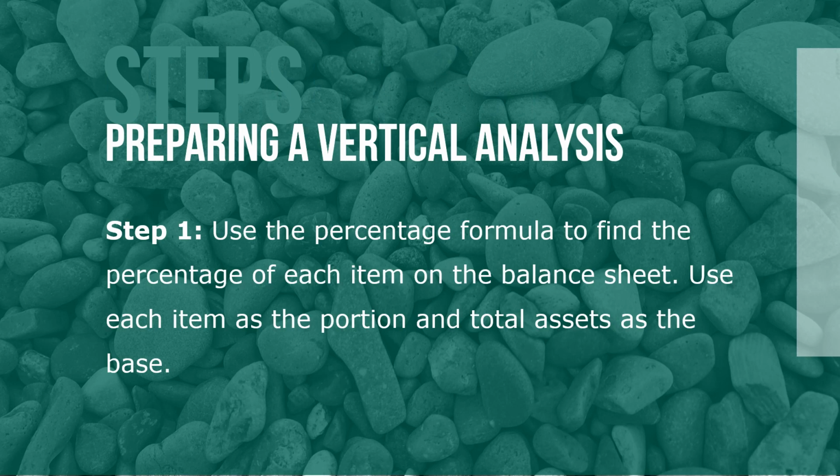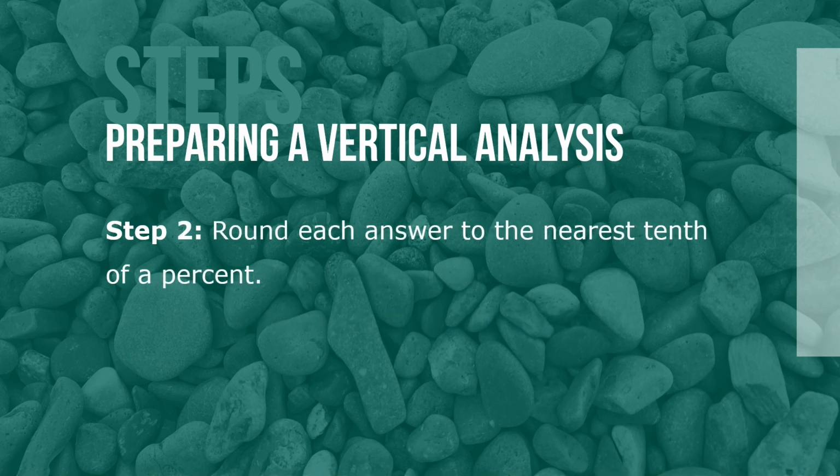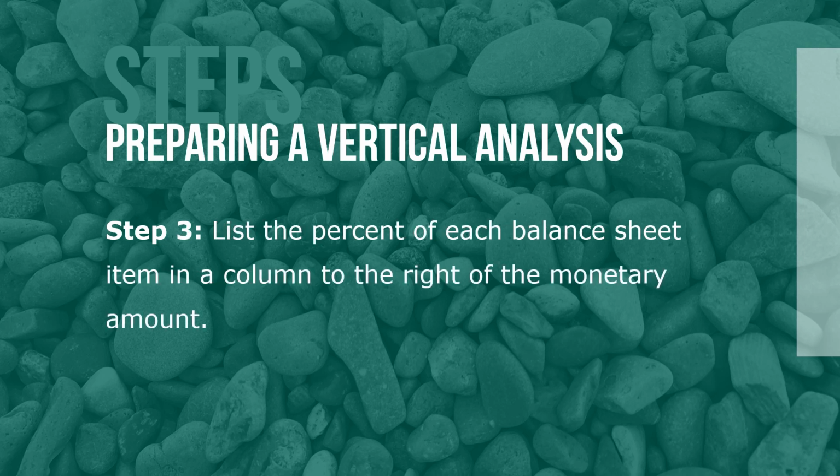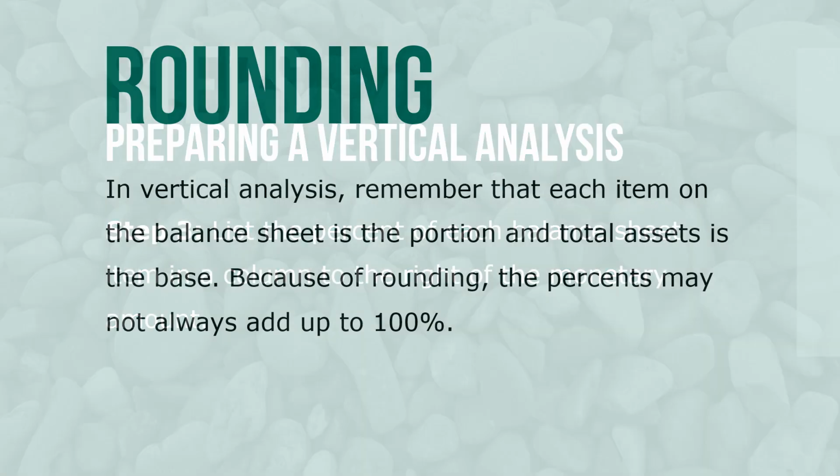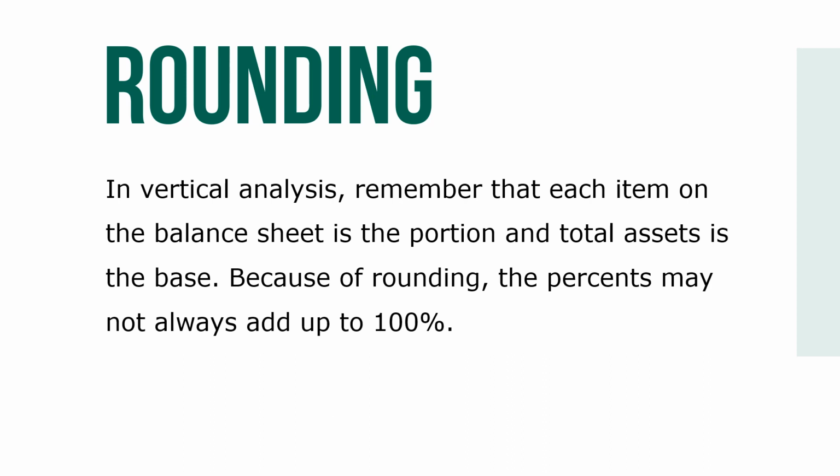Here are the steps to prepare a vertical analysis of a balance sheet. Step 1. Use the percentage formula to find the percentage of each item on the balance sheet. Use each item as the portion and total assets as the base. Step 2. Round each answer to the nearest tenth of a percent. Step 3. List the percent of each balance sheet item in a column on the right of the monetary amount. In vertical analysis, remember that each item on the balance sheet is the portion and the total assets is the base. Because of rounding, the percents may not always add up to 100%.